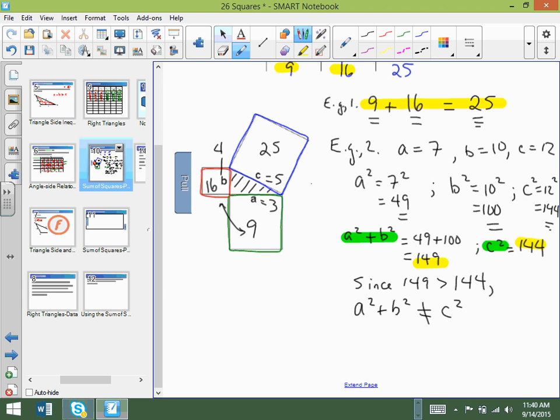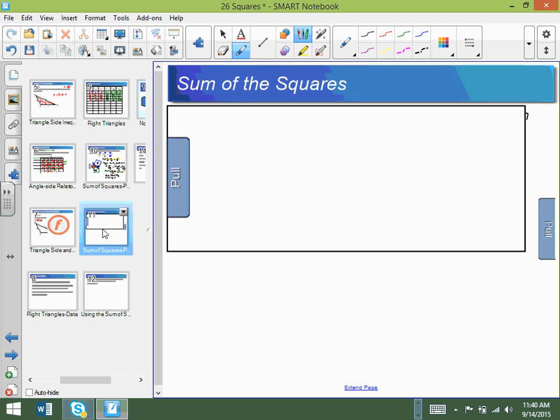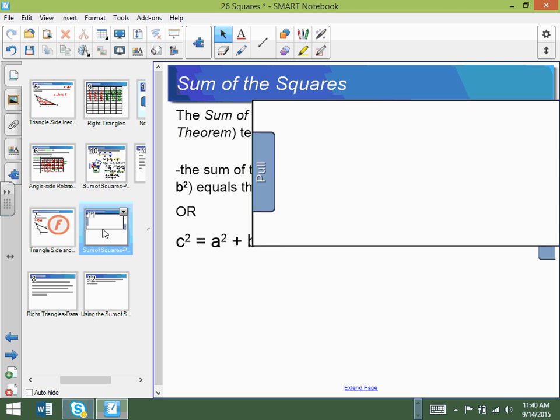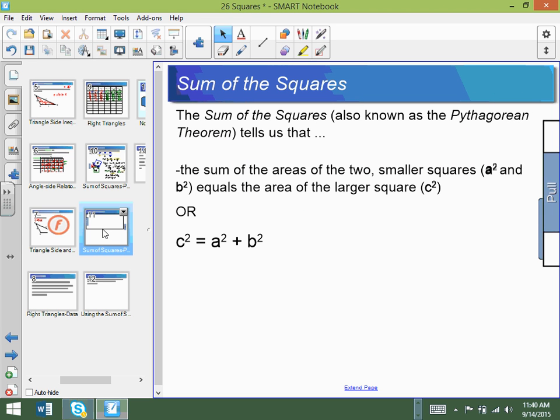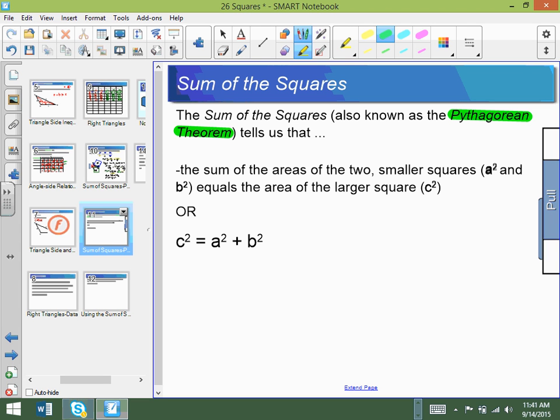Okay, and this is a theorem. This is something that you guys have studied previously. Okay, and we're going to need this in our unit on trigonometry. And in fact, I'm going to have you jot down a few ideas. This is called the sum of the squares, also known as the Pythagorean Theorem. And it tells us that the sum of the areas of the two smaller squares, so A squared and B squared, equals the area of the larger square.